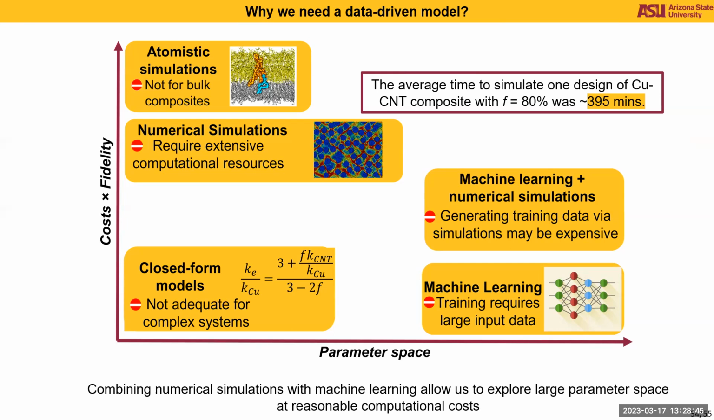Let's say I want to use CNT fractions of 10, 20, 30, 40, 50. You will have to simulate each and every design. And there would be other parameters, let's say interfacial resistances. If you want to simulate more ranges of interfacial resistances, then you will have to simulate basically all the designs.